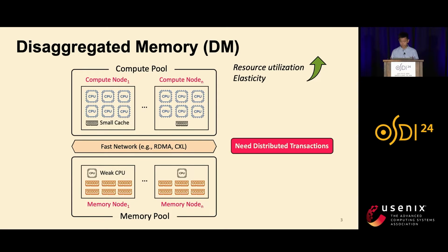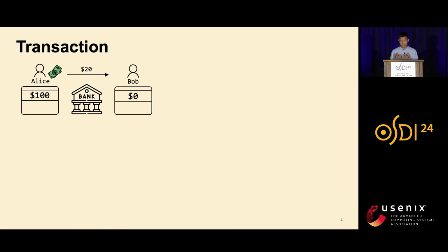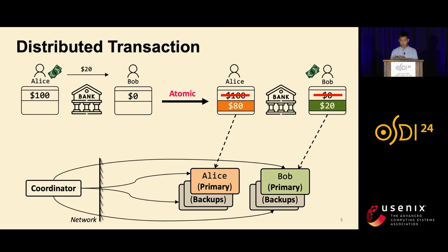To ensure correctness for applications running on DM, distributed transactions are required to provide atomicity for operations executed by the compute nodes, and to guarantee data consistency and reliability in the memory nodes. A transaction is a programming abstraction. The operations inside a transaction are completed in an all-or-nothing manner. This is useful to hide concurrency issues and failures. When the data are stored on different nodes, the transaction becomes distributed. A coordinator is leveraged to process the distributed transaction through the network, and various protocols are involved to guarantee isolation, atomicity, and availability.